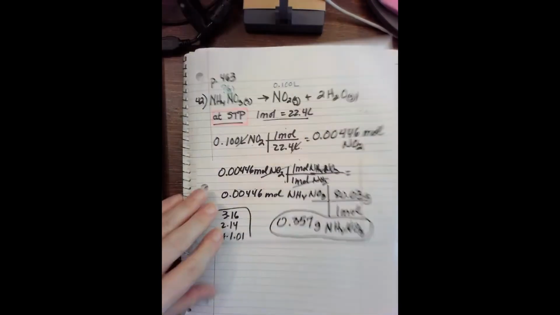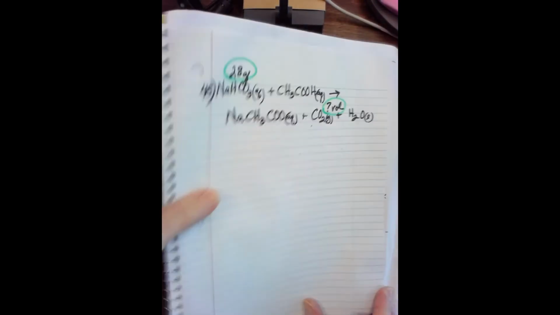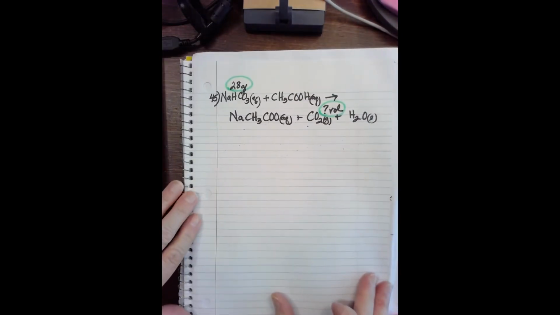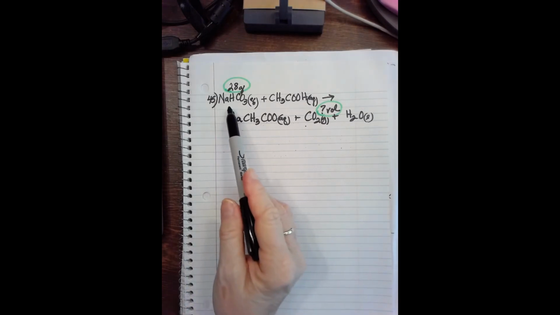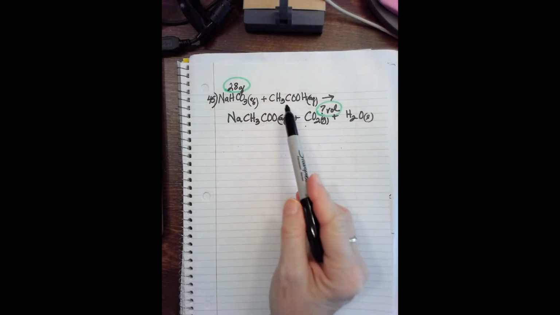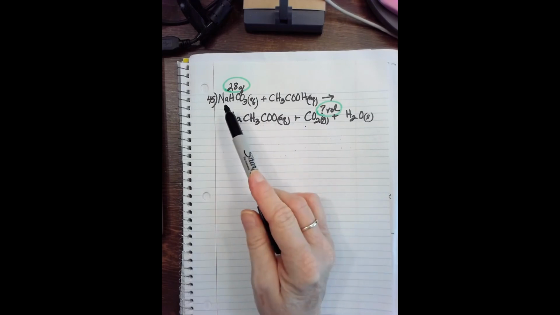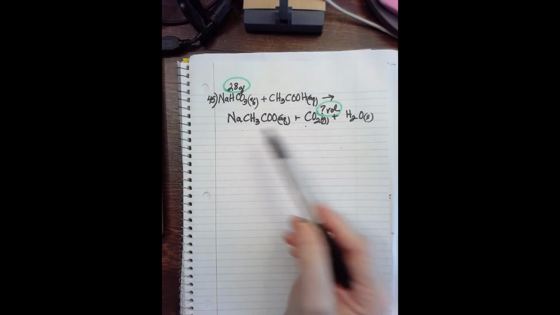Okay, let's see if we can get one more. Oh, that was the end. That's all we need. No, one more here. There we go. All right, so here, this is number 45. So let's take a look at this one. Here we have sodium bicarbonate and acetic acid, so baking soda and vinegar. So here are the products.